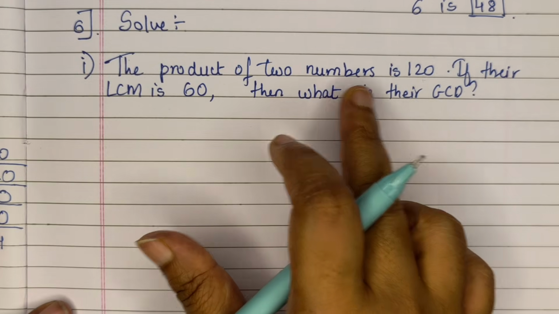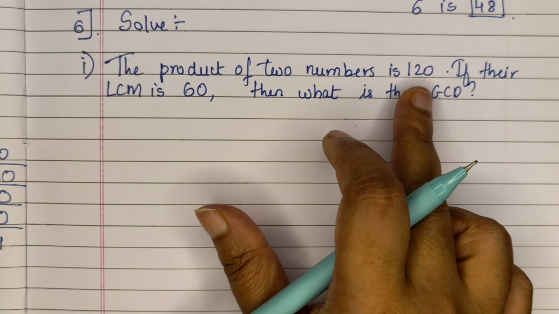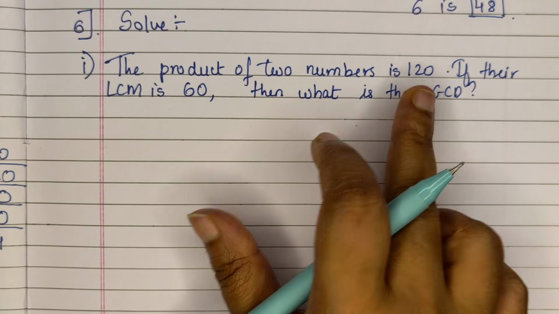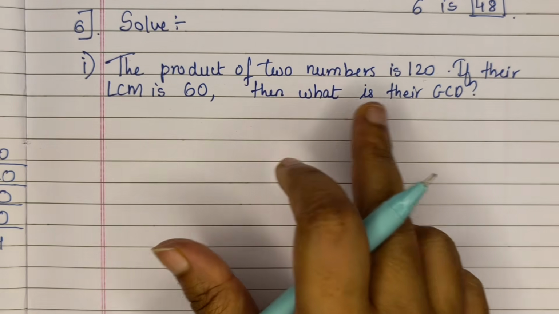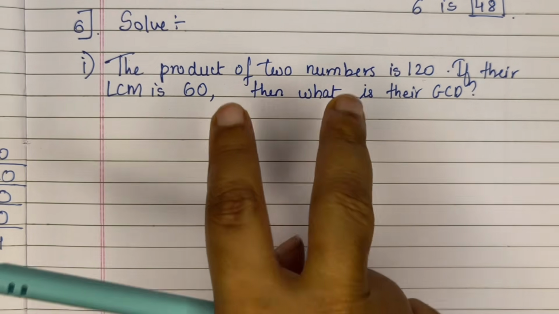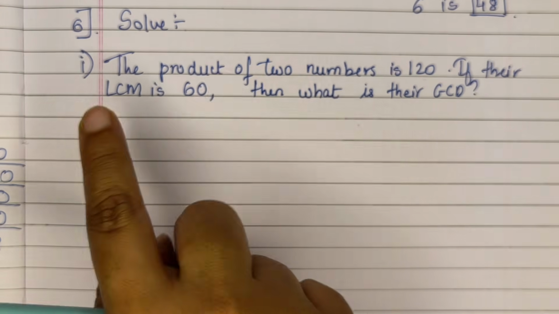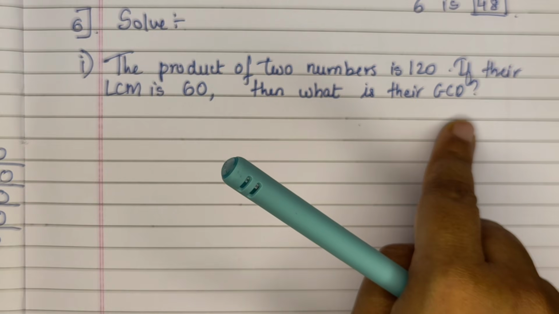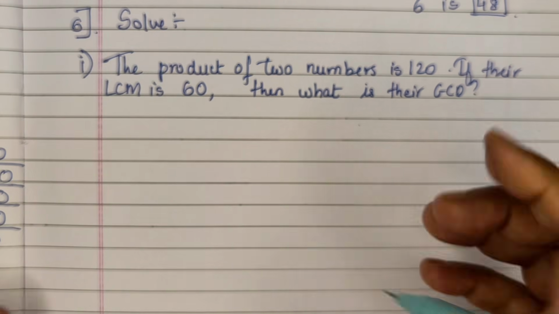The product of two numbers is 120. Okay, product of two numbers is given, 120. If LCM is 60, then what is their GCD? I told you whenever they have given you the product of two numbers, LCM is given and GCD is asked, there is a formula for this. We will use it.